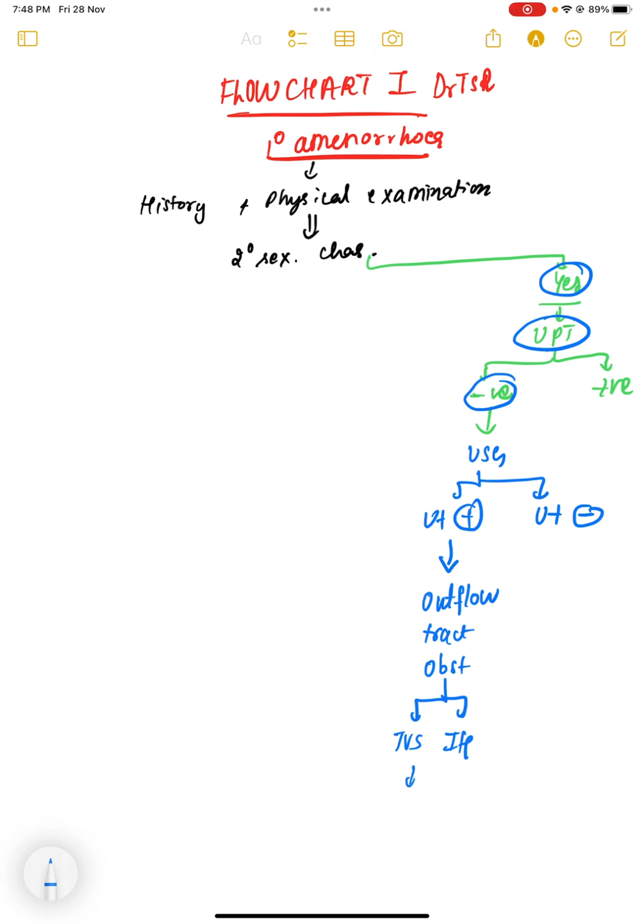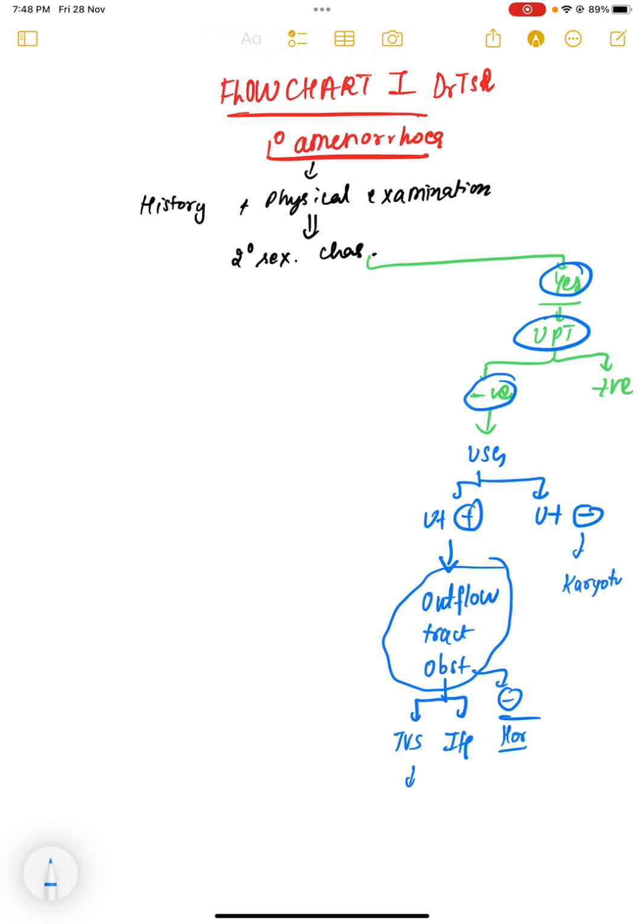Evaluate for other causes. If it is not there, evaluate for hormonal imbalance or something like that. Okay, but mainly it will be like this. When there is secondary sexual characteristic present and on ultrasound there is a uterus, then it mainly will be outflow tract obstruction. If there is no uterus, then what we have to do is proceed with karyotype.